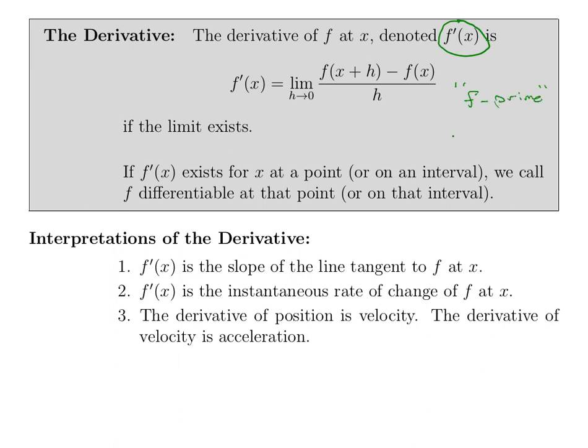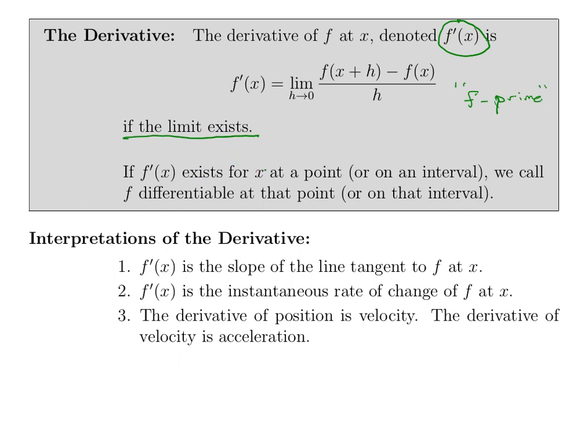That little tick mark is read as prime, and it literally just means the derivative of the f function. The derivative of f at x, denoted f prime of x, is that limit of the difference quotient, if the limit exists. We'll talk about that a little later. We'll talk about what happens when that limit doesn't exist.